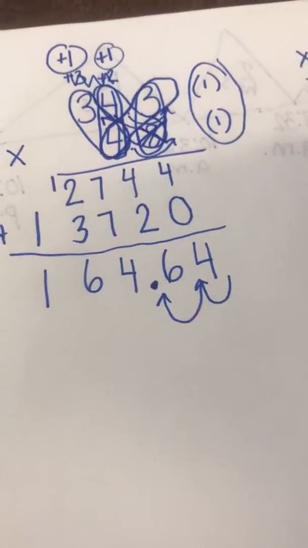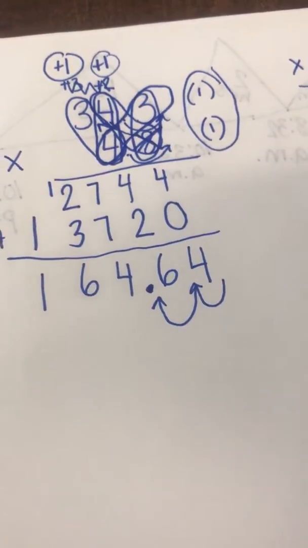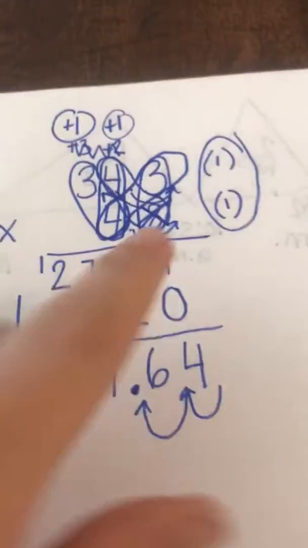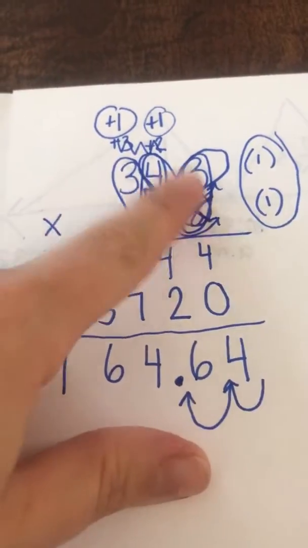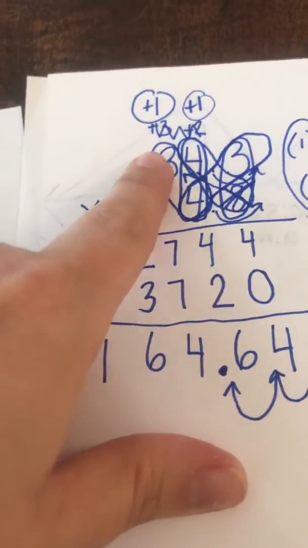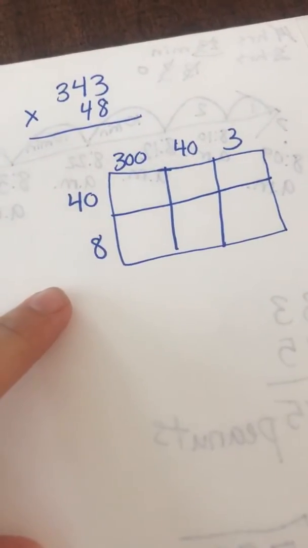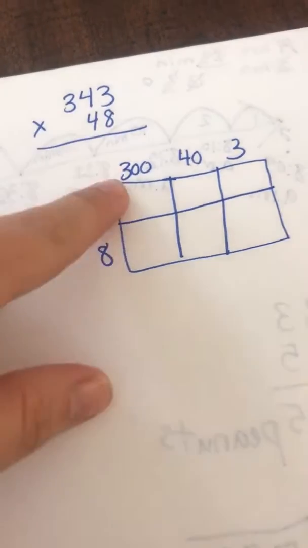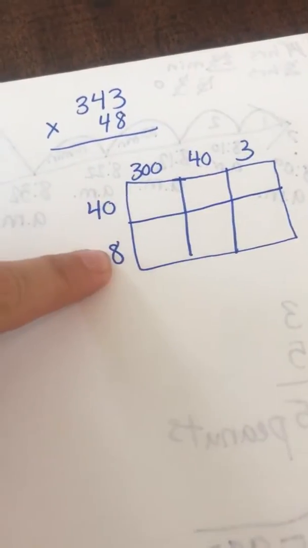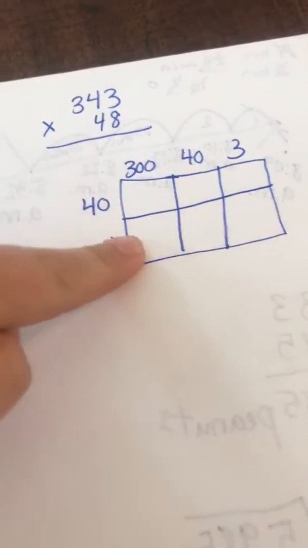I'm going to show you what it would look like. So we bumped the decimal out here and we had 343 times 48. You could set up your box like this. 343 times 48. And do the box method that you guys enjoy. Let me just show you really quick.